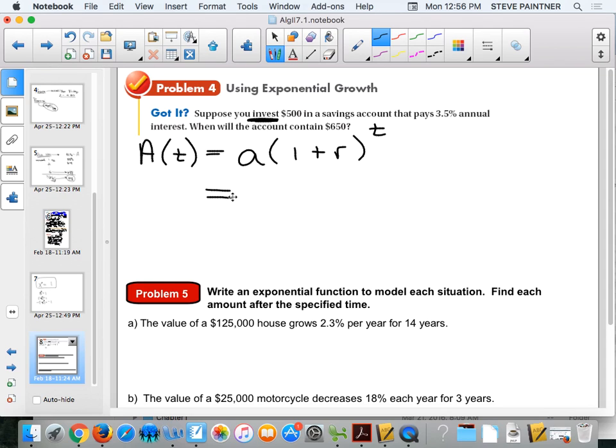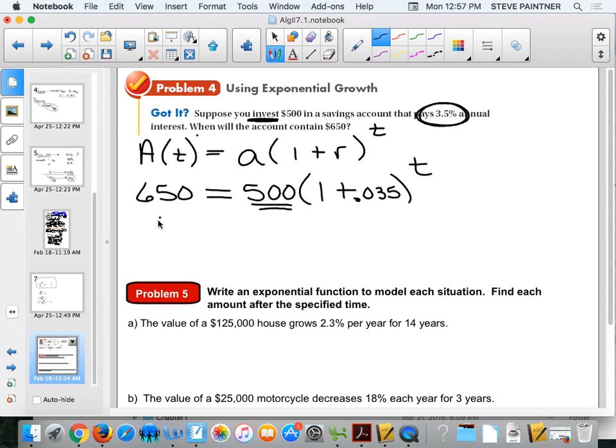A value is what? 500. You invest 500. This is the starting point. Times 1 plus your interest rate is what? 0.035, okay. How many years? How many years did you leave in the bank? x. When will the account contain that much money? You don't know the time period, but you want this money to grow to what? 650. There you go.